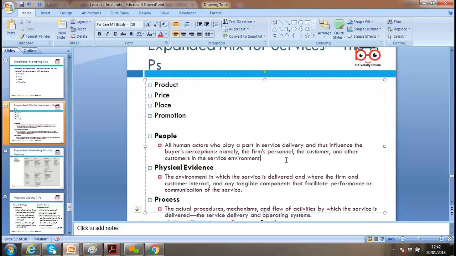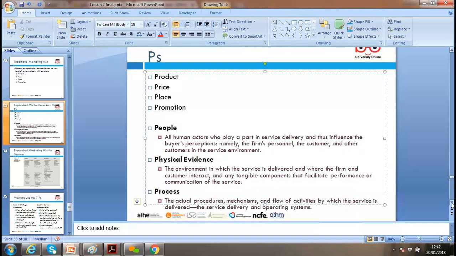So in a marketing mix, we need to not just focus on the 4 P's. We are moving on to the 5th P as well. The 7th P is called physical evidence. The environment in which the service is delivered, where the firm and the customer interact, any tangible component that facilitates performance or the communication of the service. Like physical evidence, the location itself or the environment where we are actually performing our service. Does it make sense? Yes, it does. Okay, so we need to look at the processes.